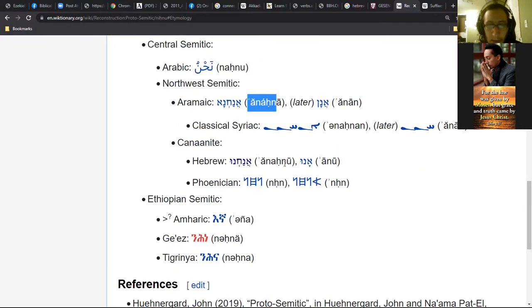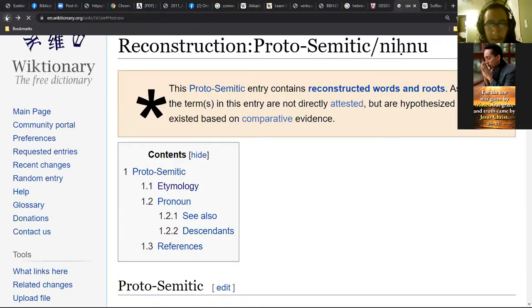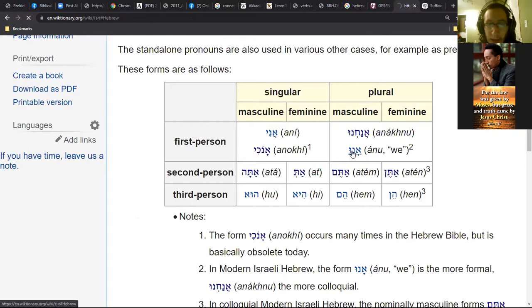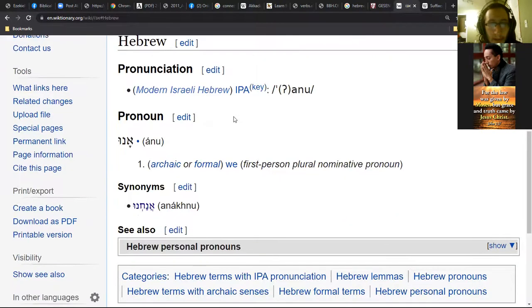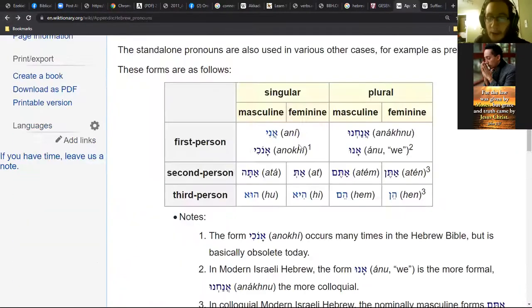So Hebrew, anachnu, but Ge'ez has similarly without the aleph. But what about Anu? What is that? So Anu doesn't really appear in any of the other related languages.